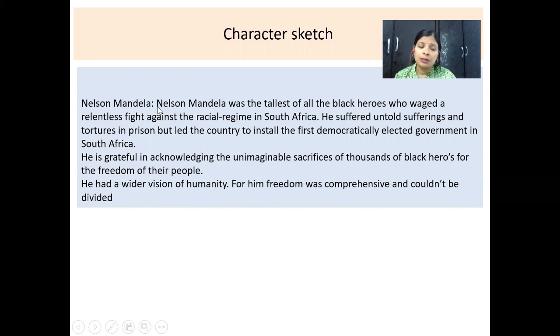So, children, this is the character sketch. When you are asked to write the character sketch of Nelson Mandela, these are the points you should write. First, you will say that he is the tallest. Tallest means most popular, most known, and respected leader of South Africa. He was the one who waged a relentless war against the racial government. You should also write that he suffered untold sufferings and tortures in prison for his country, and he also acknowledges the unimaginable sacrifices of thousands of black heroes. And also, he has a wider vision for humanity.